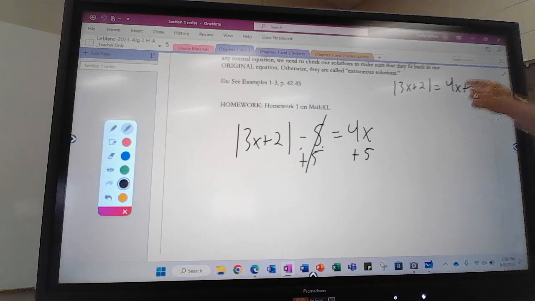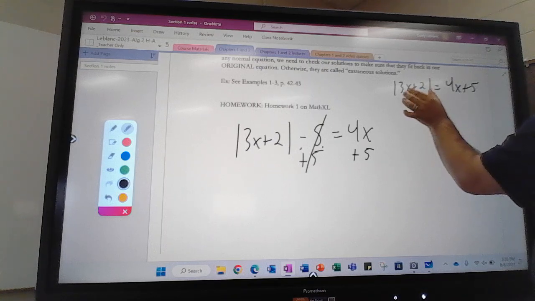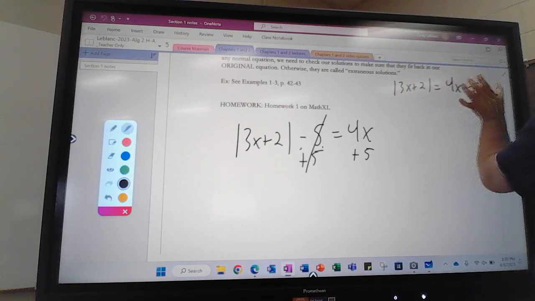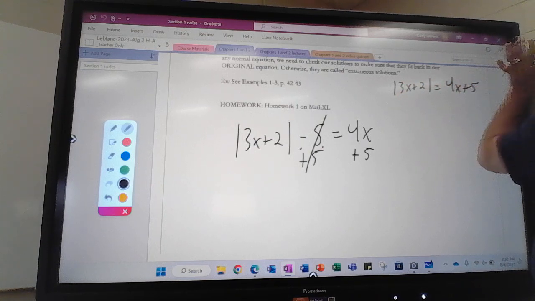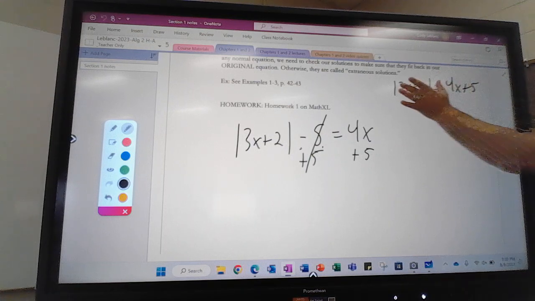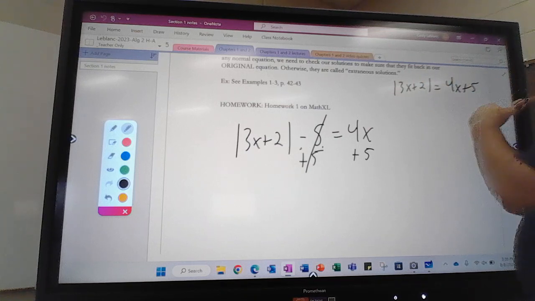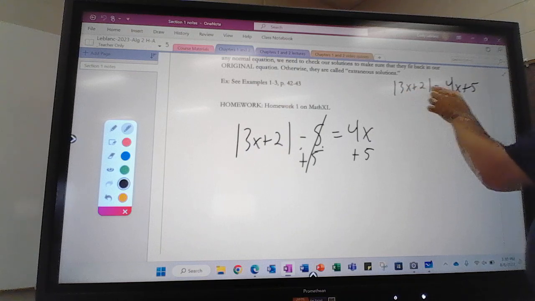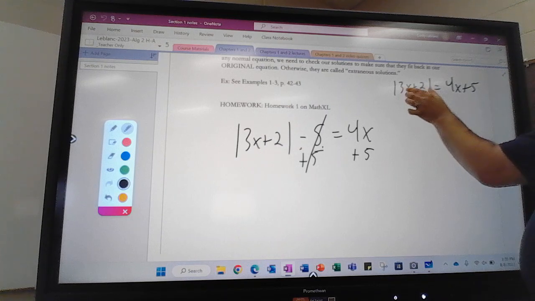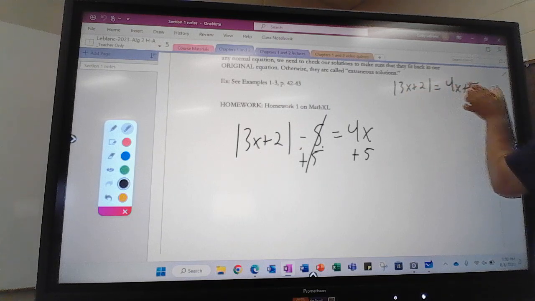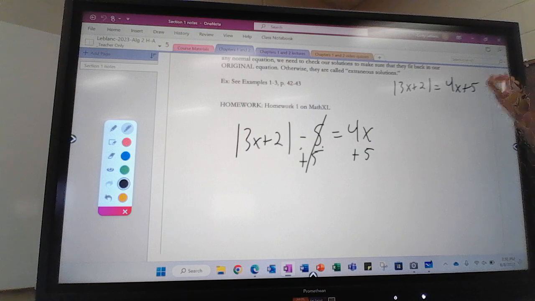Now, whatever's inside this, it can be equal to either the positive value of whatever number this is, or it can be equal to the negative value of whatever this is. So whether this is equal to another expression or whether this is equal to a number, you have to split this up two ways. One where the inside is equal to the positive value of this side, or in another case where this is equal to whatever's the negative value of whatever this is.